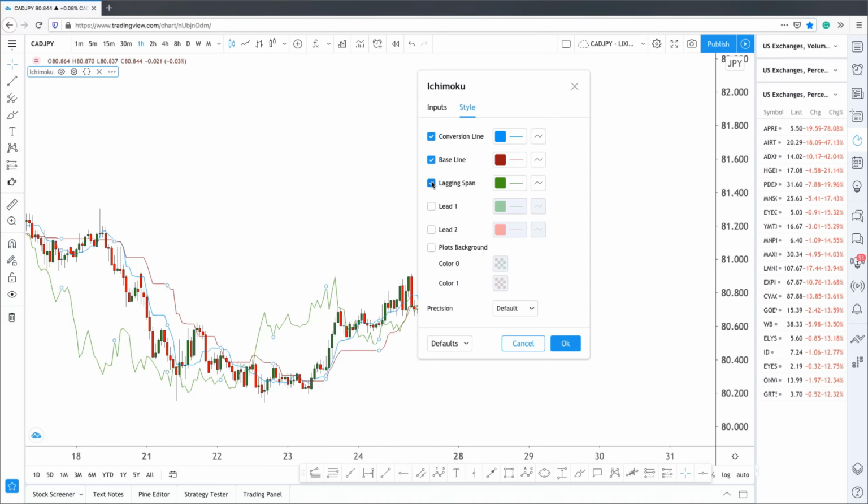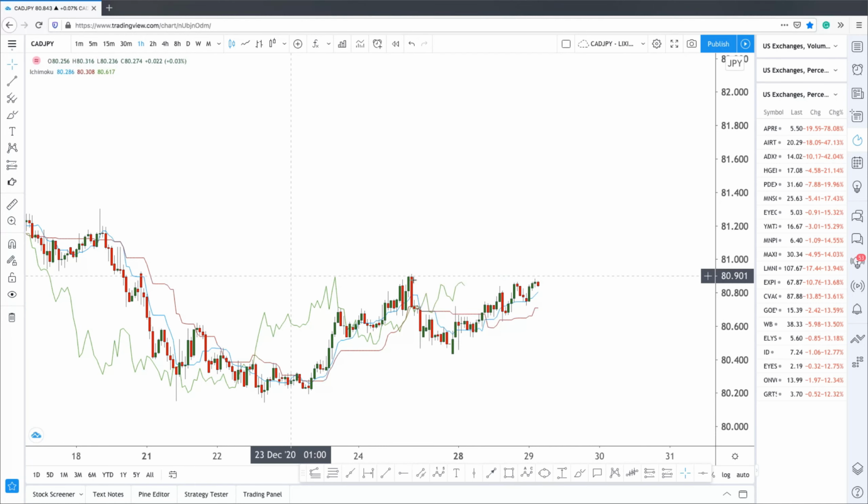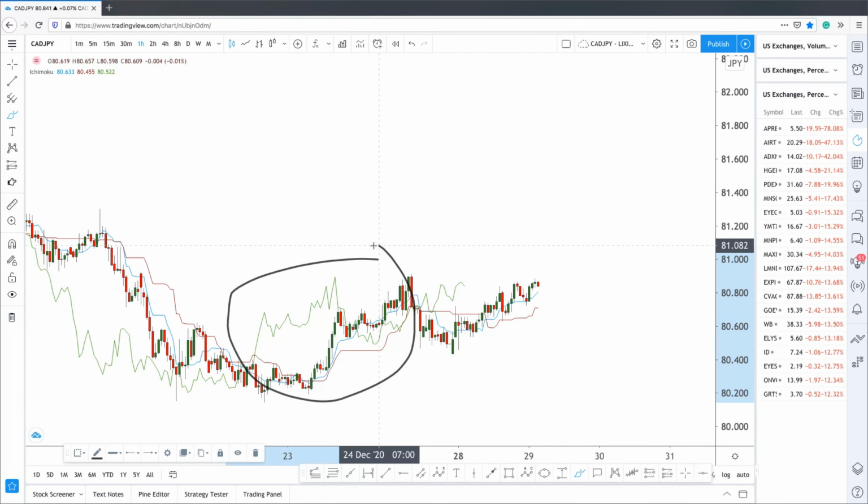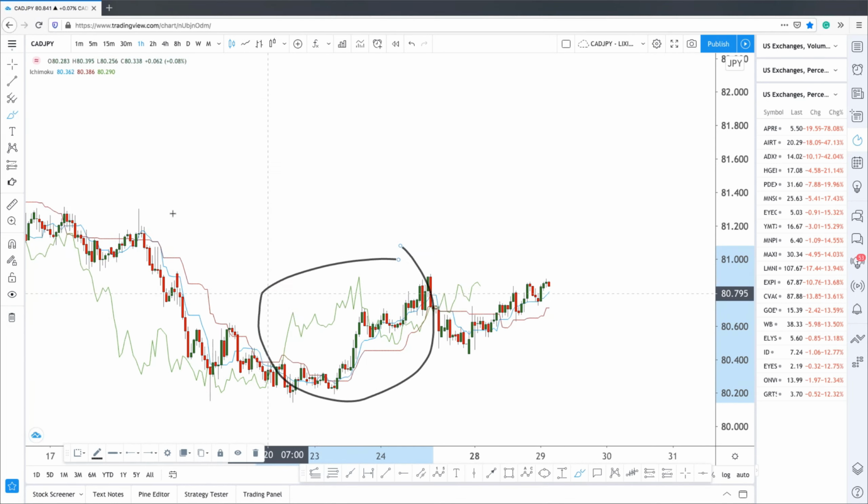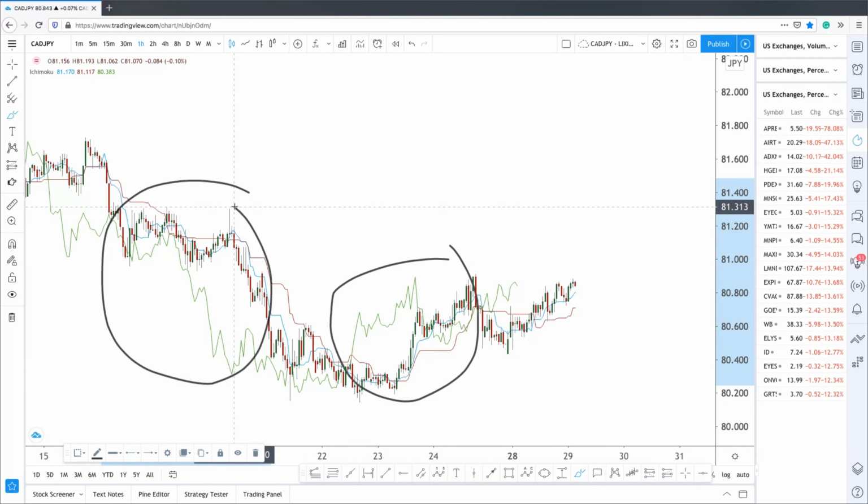So when it holds below price, the trend is bearish. When it holds above, the trend is bullish. Okay, you can see here it's pretty clear, right? When it holds above, the trend is bullish. Okay, look at the green line. When it holds below, the trend is bearish.